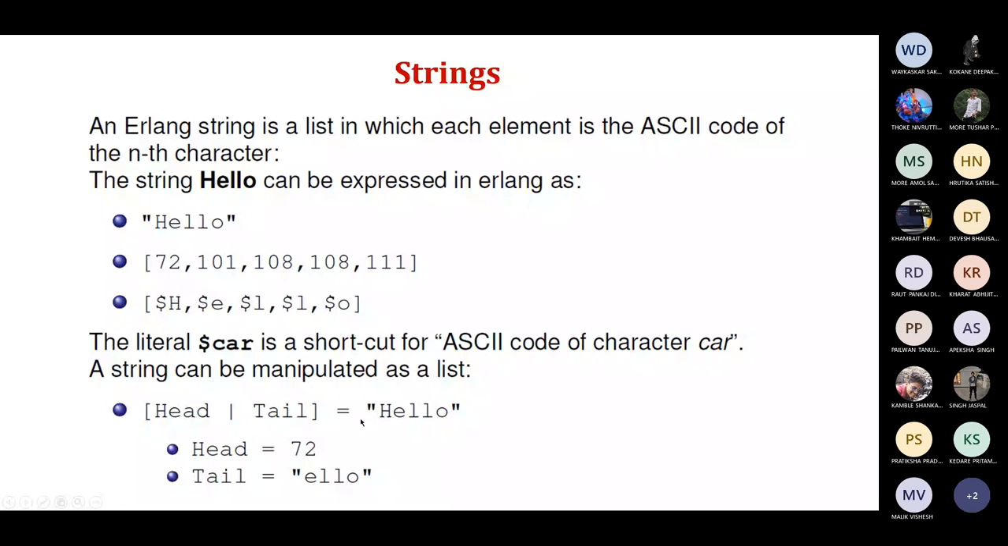So if we are saying [Head|Tail] is equal to "hello", Head is going to give you 72, because it returns the ASCII value of H, and Tail will be the remaining string. So this is how the string will be evaluated.